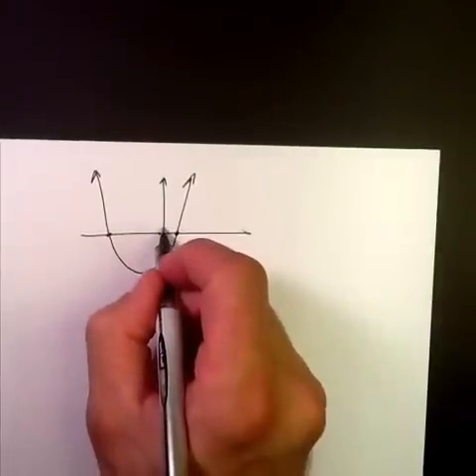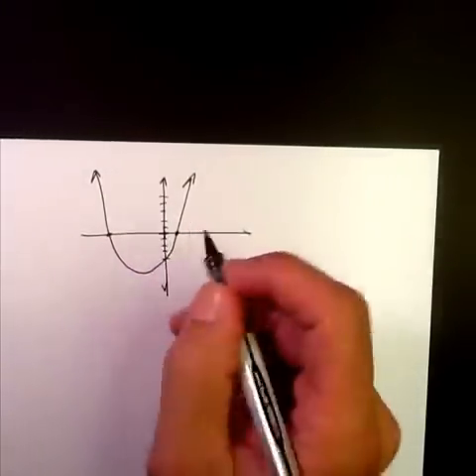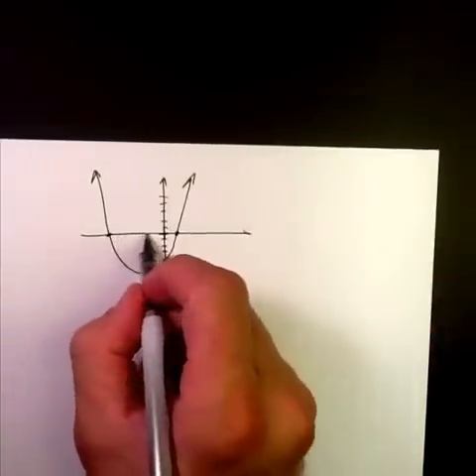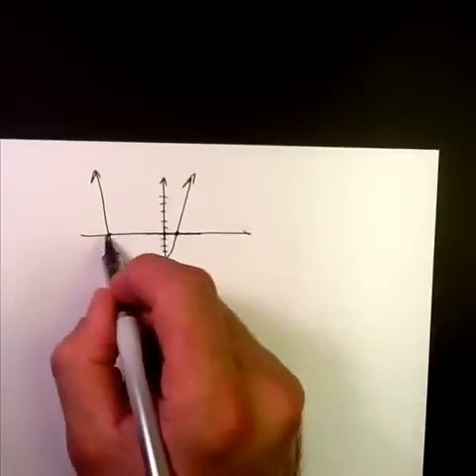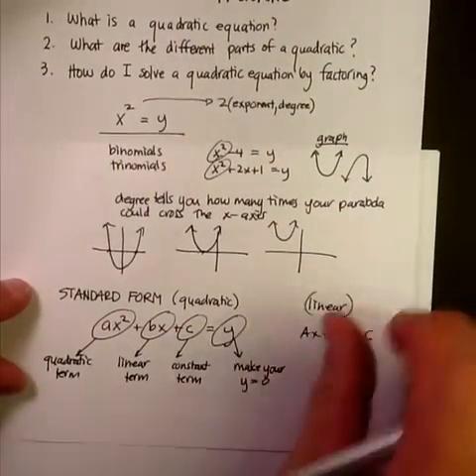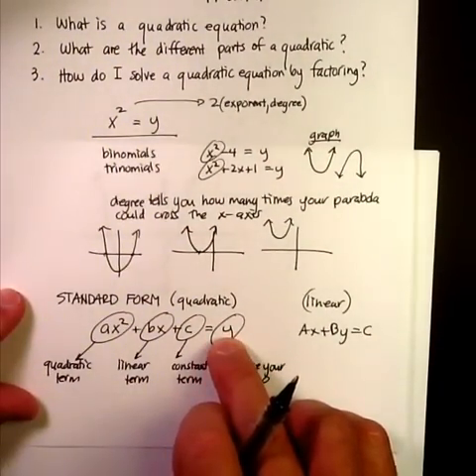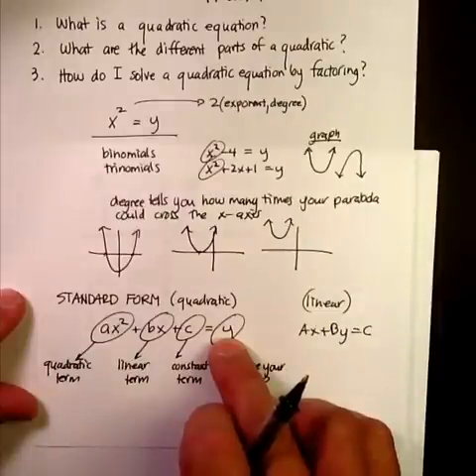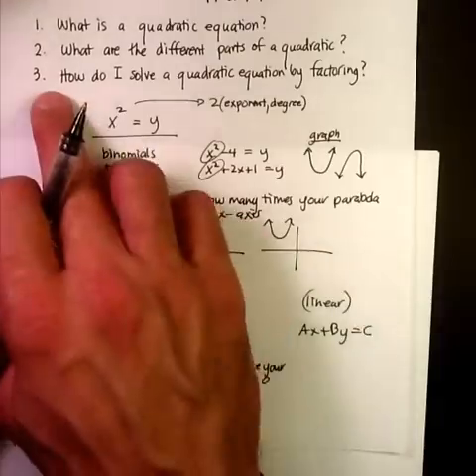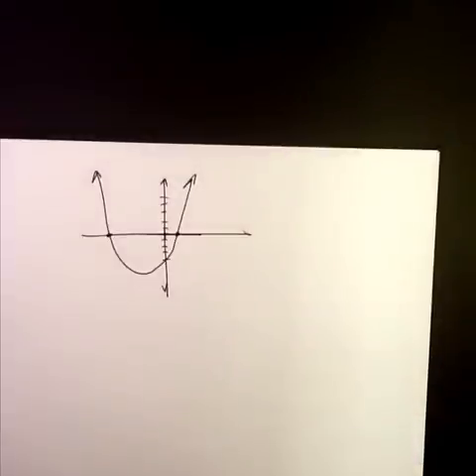Remember that? This is 0, 1, 2, 3, 4, 5, 0, -1, -2, -3, -4, etc. So where y is 0 is where I'll find my x values. So it's really important to make sure that this is equal to 0 when you solve your quadratic equation. Now, let's go ahead and answer the last question. How do I solve a simple one by factoring?